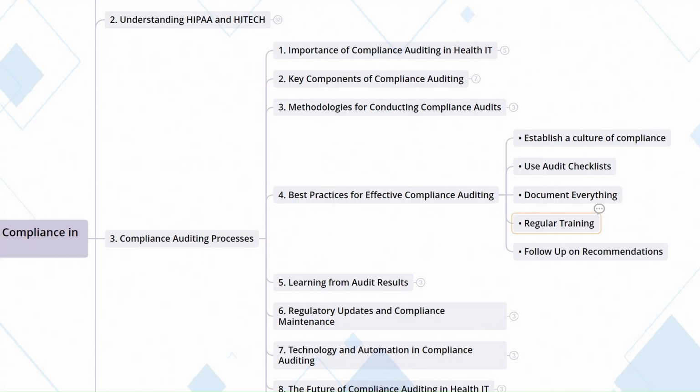Next, regular training. Offering ongoing training and educational resources related to compliance helps staff stay informed about policies and regulations. Training sessions should address updates in regulations and provide practical guidance on compliance practices.